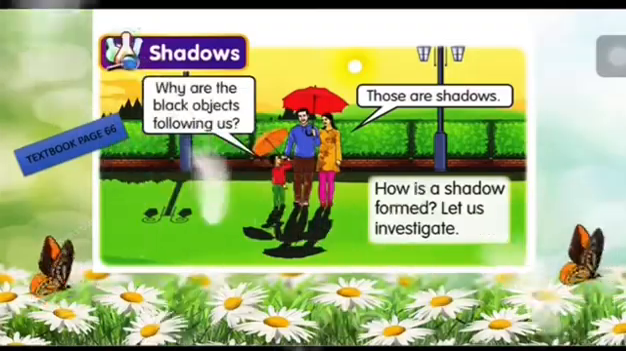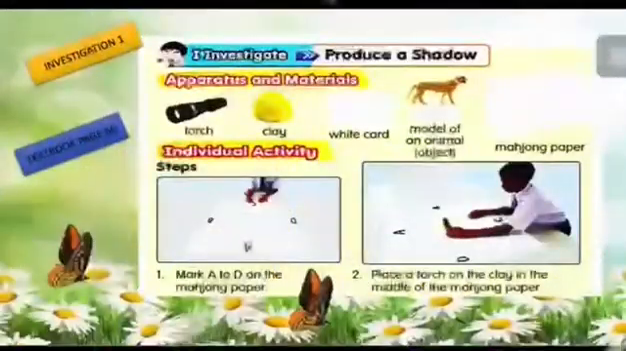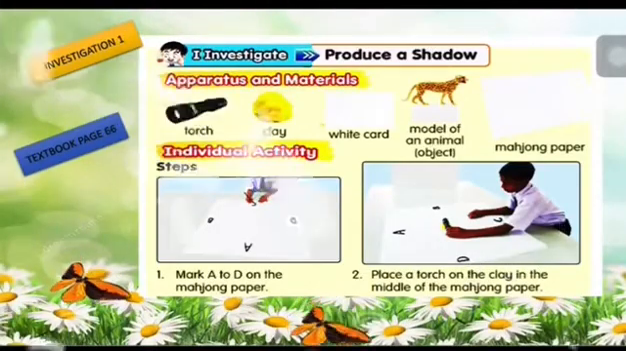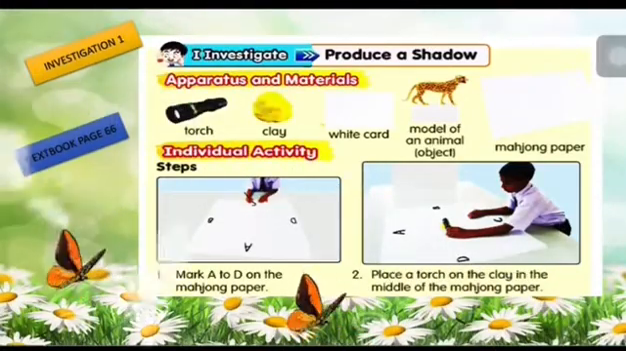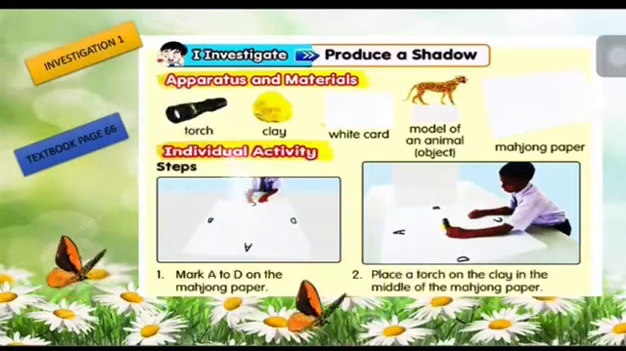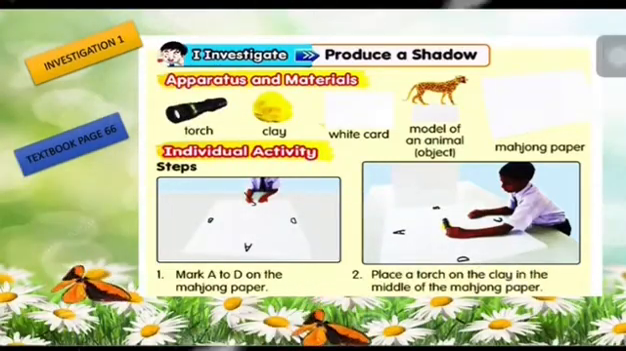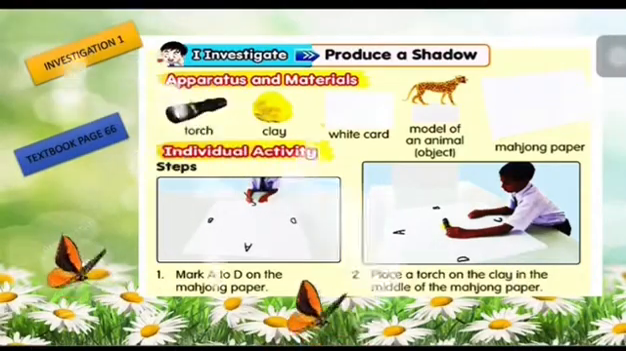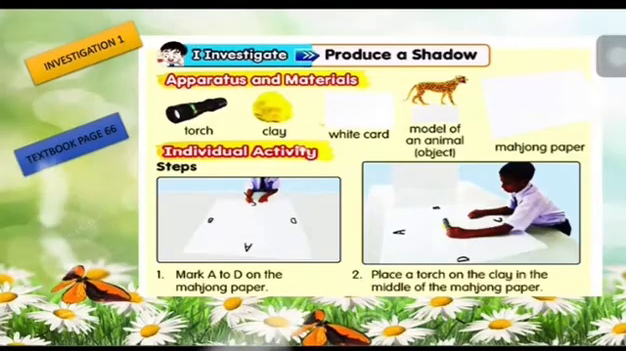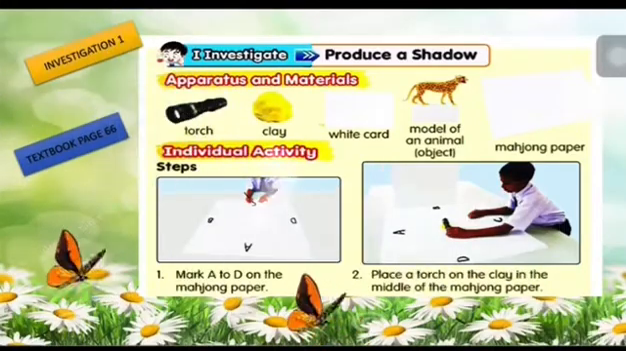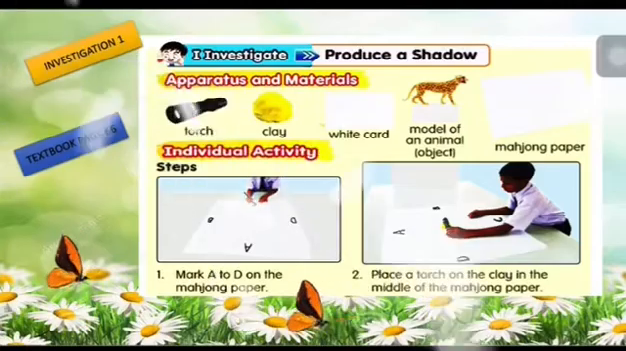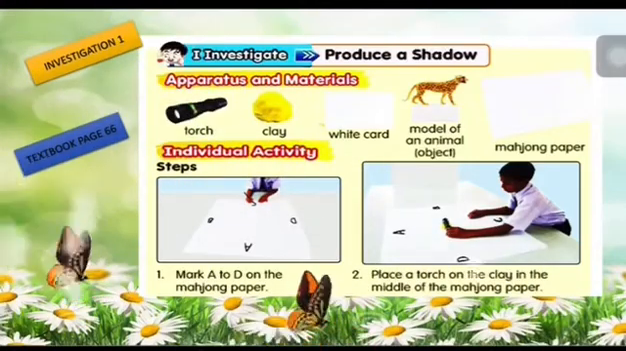Let us investigate. Look here, this is the first investigation. You have to do this investigation. Refer to your textbook, page number 66. For this investigation to produce a shadow, you need a torch, clay, white card, a model of an animal, and also a mahjong paper. If you do not have a model, you can use any other object like an eraser. If you do not have mahjong paper, you can use white paper.